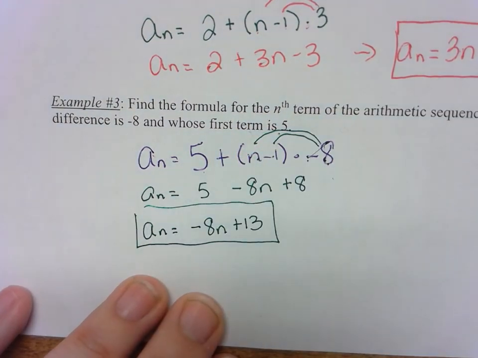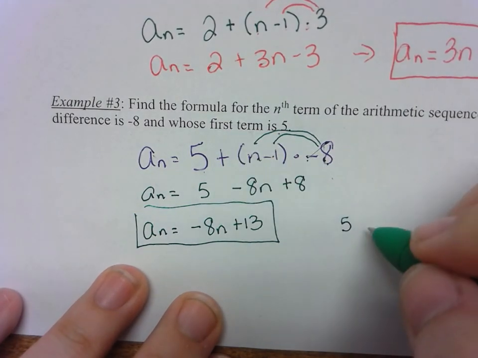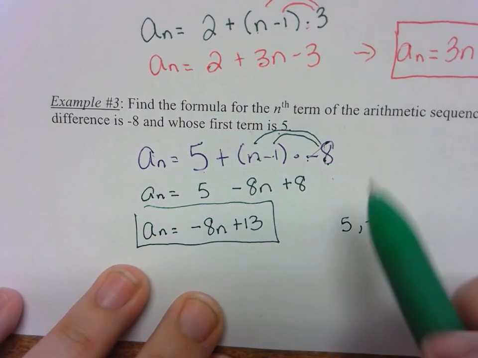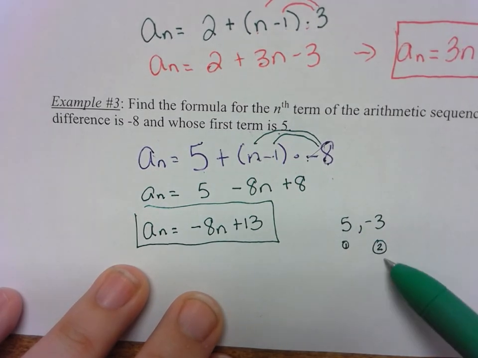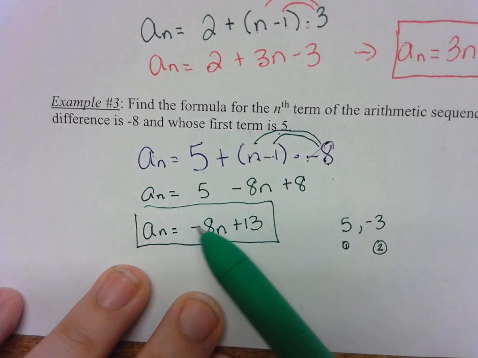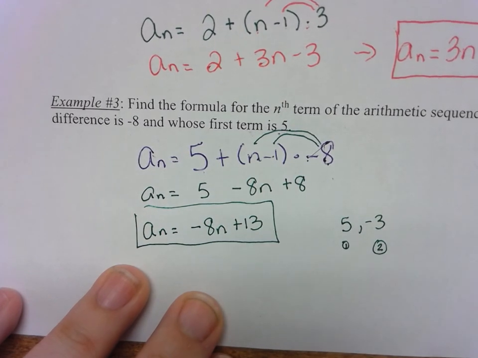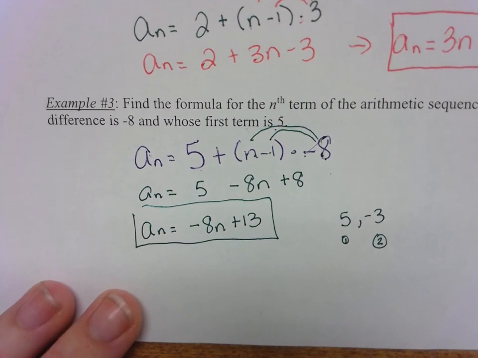I personally like to check a few terms. So if the first one's 5, 5 minus 8 would give me a negative 3. So since this is the first term, the second term, let me plug in a 2 really quickly. Negative 8 times 2 would give me a negative 16. Negative 16 plus 13, boom, negative 3. Okay, I like to just do 1 or 2 just to make sure that I didn't make any mistakes in my formula. So that is correct.